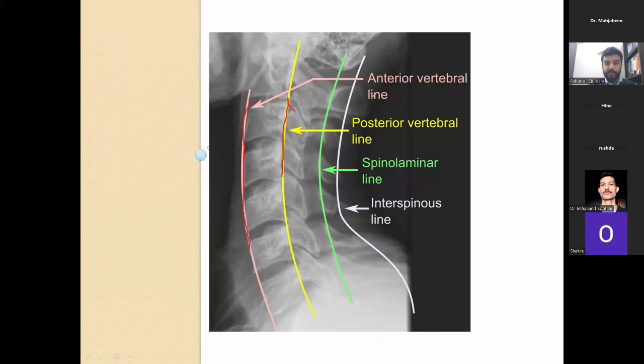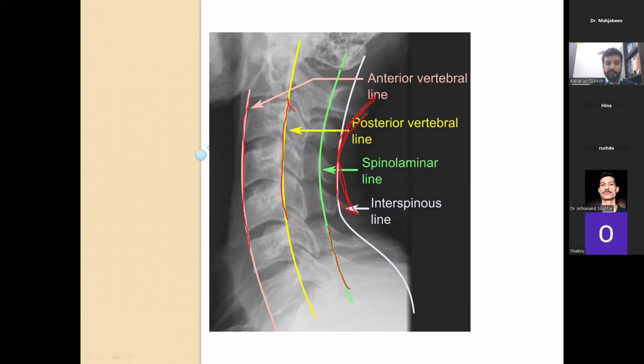And when we combine the spinous processes, this line is known as the interspinous line, between the spinous processes. So this is the third important line that we see, and in between there is the spinolaminar line, which is actually the joints between the cervical region.